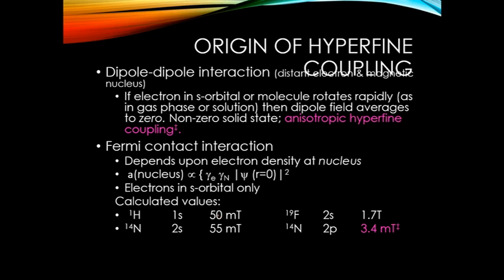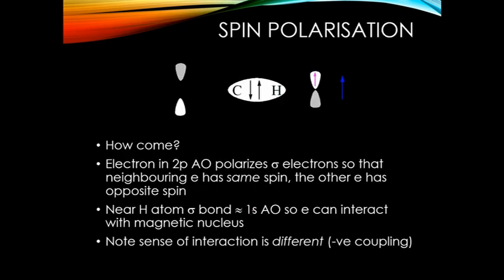The origin is dipole-dipole interaction between electron and nucleus. If the electron is in an s orbital or the molecule rotates rapidly, as in a gas phase or solution, then the dipole interaction averages to 0; in the solid state there is anisotropic coupling. And then Fermi contact interaction is also possible depending on the electron density at the nucleus. The calculated values are given. For this, you have to look into the Fermi contact, and that can be explained by molecular orbital theory.